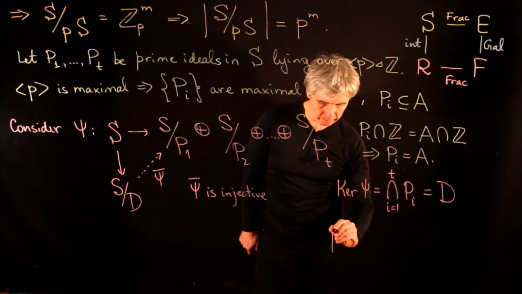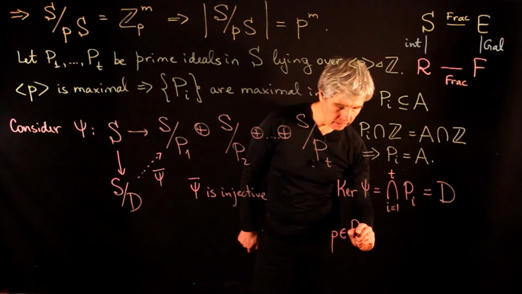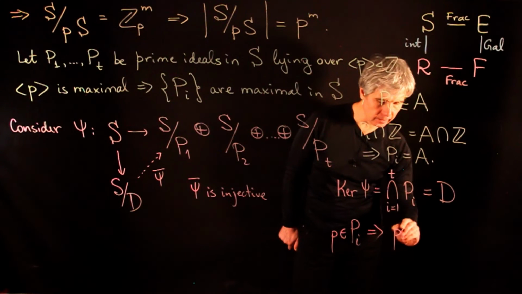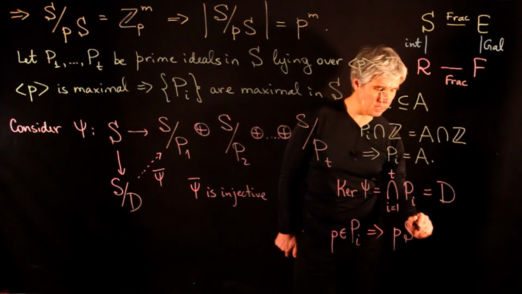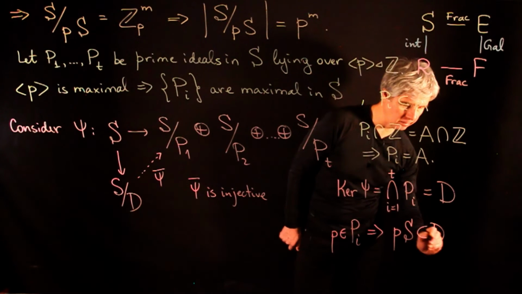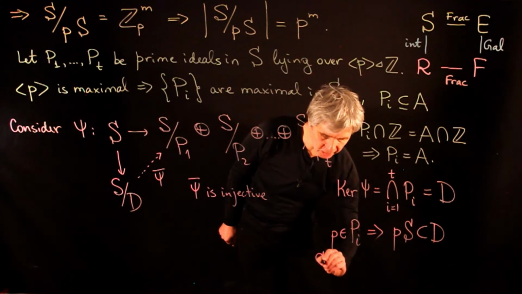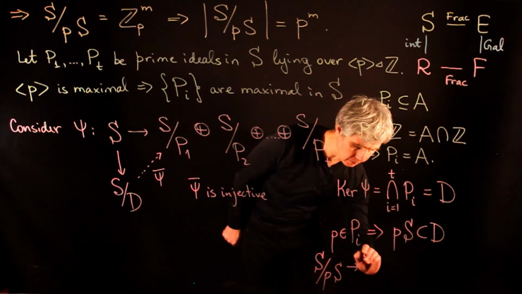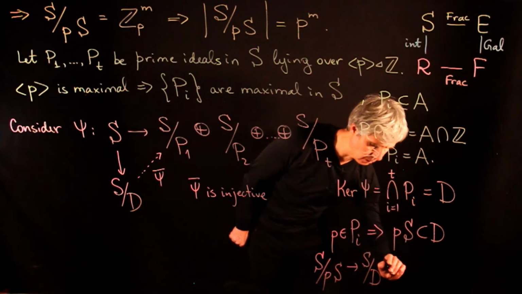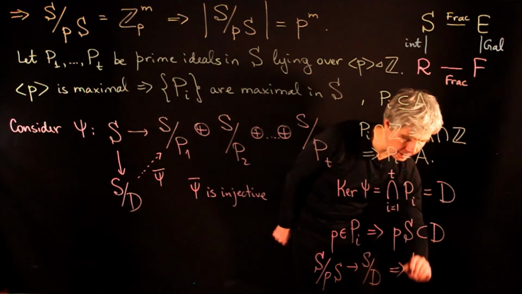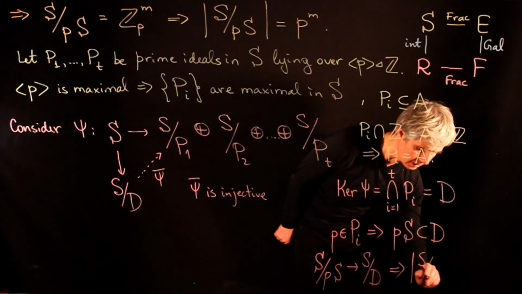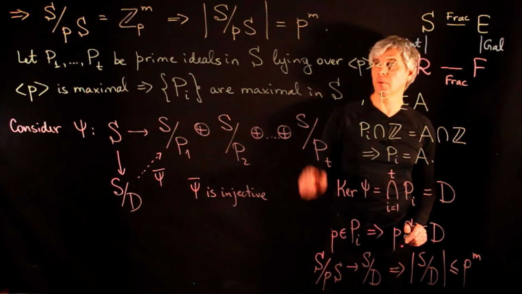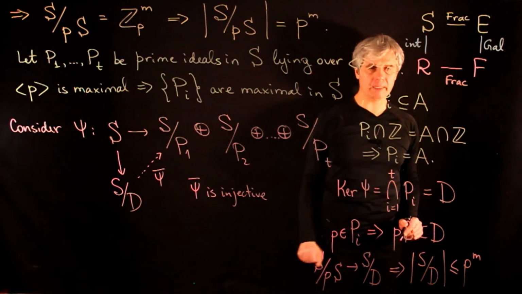Since prime P belongs to each ideal Pi, it follows that D contains the principal ideal generated by element P in S. So Ps is in D. And thus we have a surjective map from S quotient by Ps to S quotient by D. And from here it follows that the size of S quotient by D is less or equal to P to the power M, which is the size of S quotient by Ps.